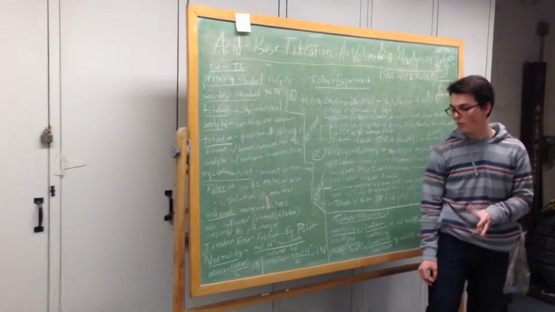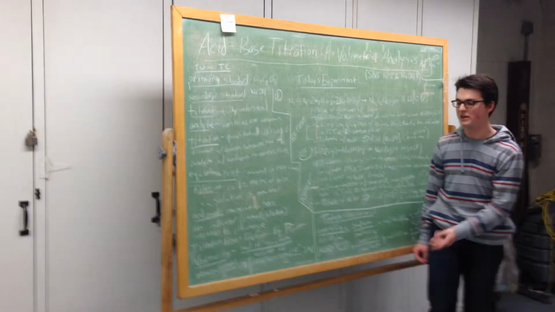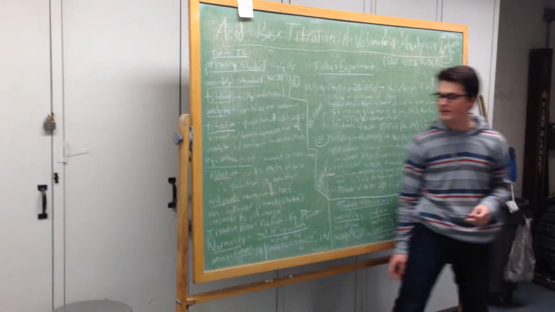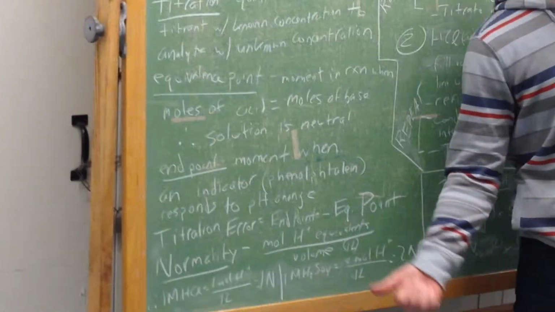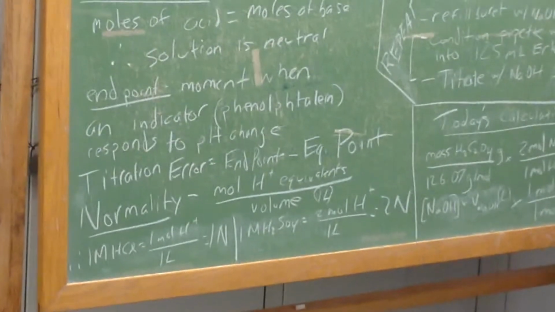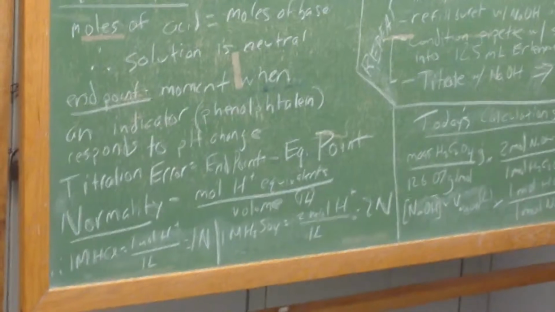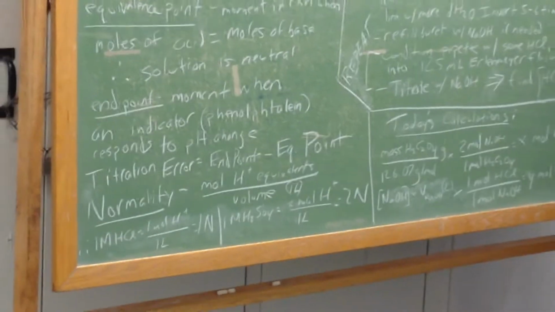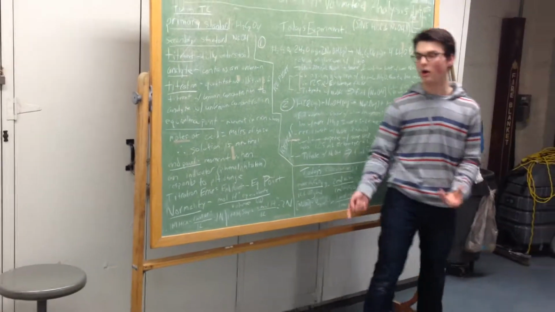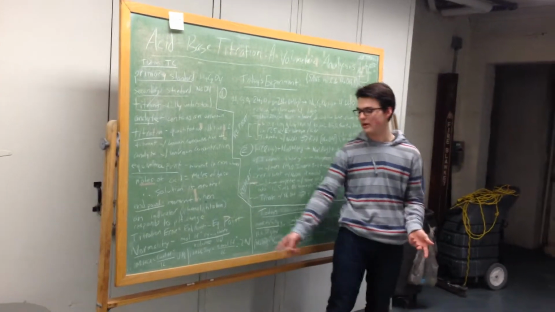The last thing I want to say, we don't really have to use it in the lab today, but it's another way of analyzing information, is normality. Just like molarity, this is normality. And instead of it being moles of whatever we have over the liters of the solution, this is the moles of proton equivalents per volume that we're dealing with. So in our case here, we just assume that we have 1 liter.